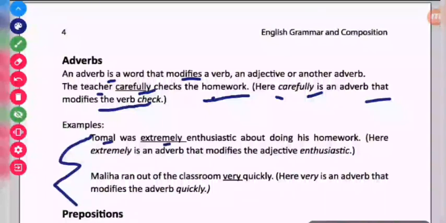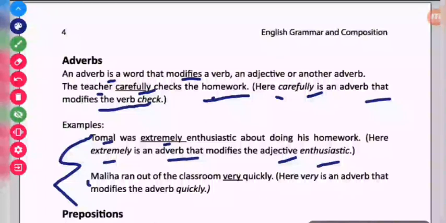Tomal was extremely enthusiastic about doing the homework. Here, extremely is an adverb that modifies the adjective enthusiastic. Okay. Here we have another example.